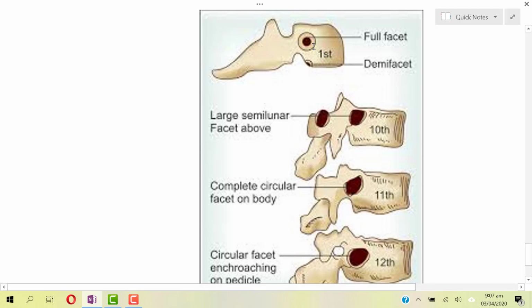And can you see the facet here? Actually, there are two demi facets in a typical thoracic vertebra, but here there is one complete facet, a full facet, not a demi facet above and one demi facet below. Okay, because the above facet will articulate with the head of the first rib completely. Okay, the complete rib head will be attached here. And this one, the lower demifacet, will be articulating with half of the second rib. Half of the second rib. Okay, this is very important.